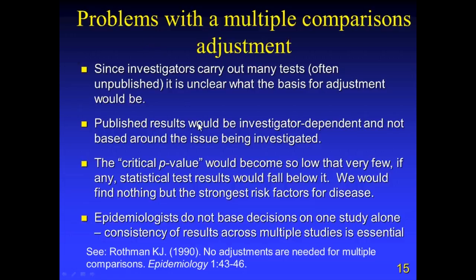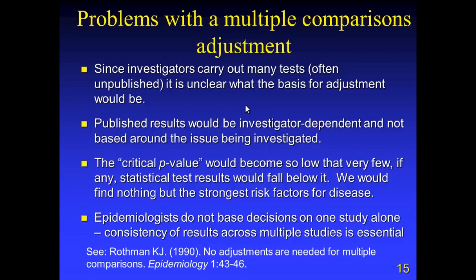The published results would be investigator dependent. In other words, it would depend on the investigator how many tests they've carried out. And so you would get different results for different studies, simply because different investigators carried out different numbers of tests. That would seem maybe not all that wise, because really there is a truth out there, and all of the investigators are trying to get at that. So it shouldn't really be affected just by the number of tests that they're carrying out.